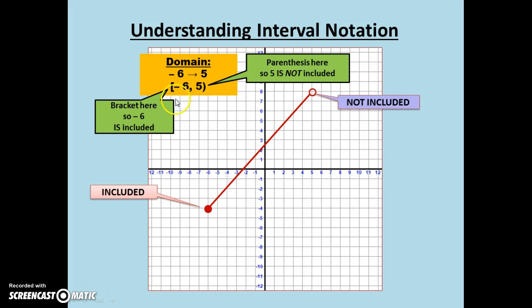Because the negative 6 is included, it has brackets. Because the 5 is not included, it has parentheses. Brackets means it's included. Parentheses means it's not included.